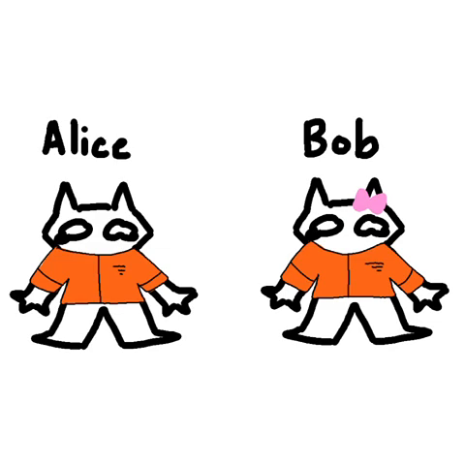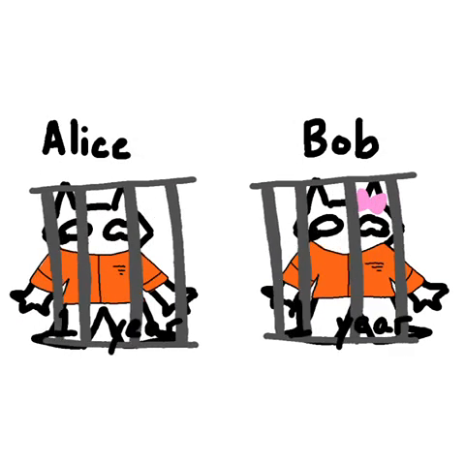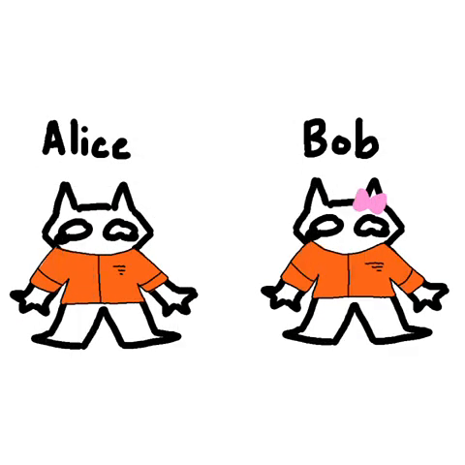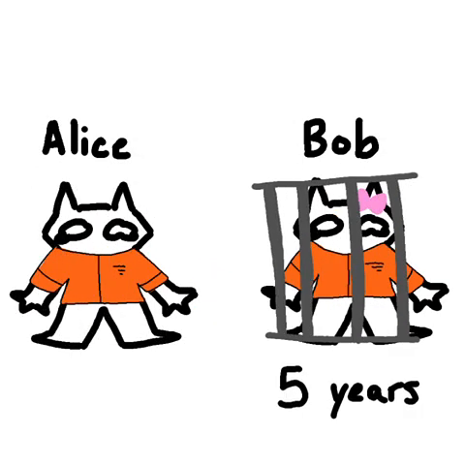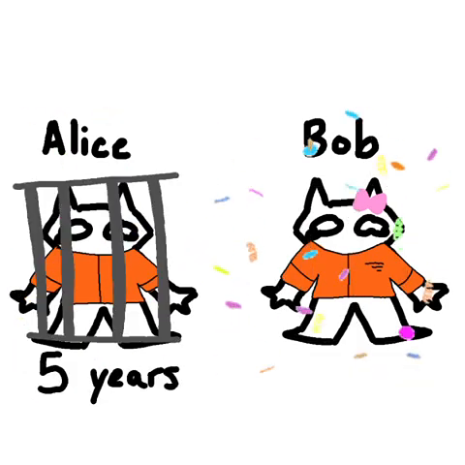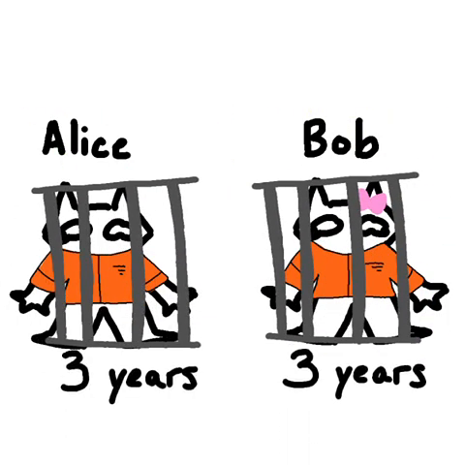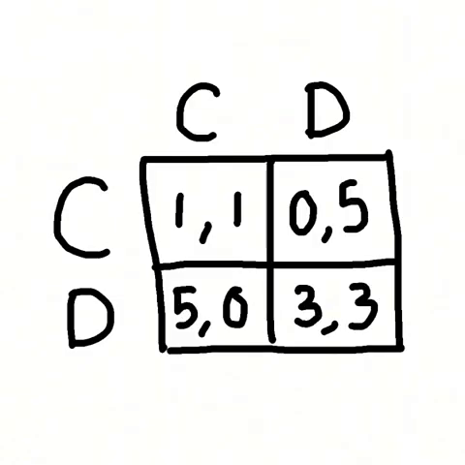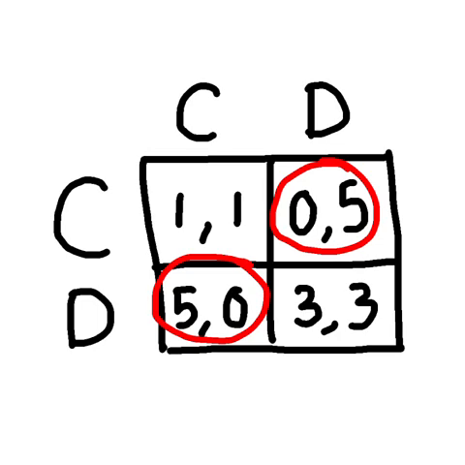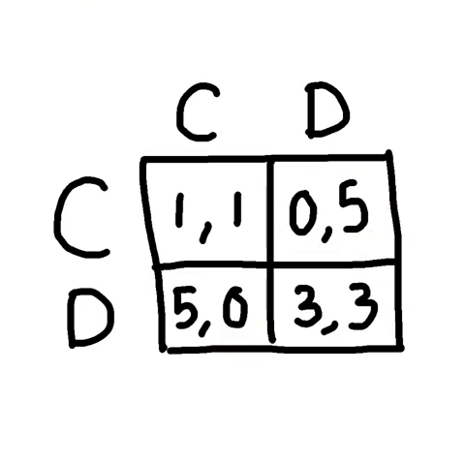If they both stay silent, they're given 1 year in prison each. If Alice rats out Bob, Bob gets 5 years while Alice is free, and vice versa. If they both rat each other out, they both receive 3 years in prison. We can visualize this on a chart. Rationally, the best decision for both of them is to rat the other one out, or defect, but that leads to a worse outcome. Instead, mutual cooperation is the best option. This makes the game paradoxical.